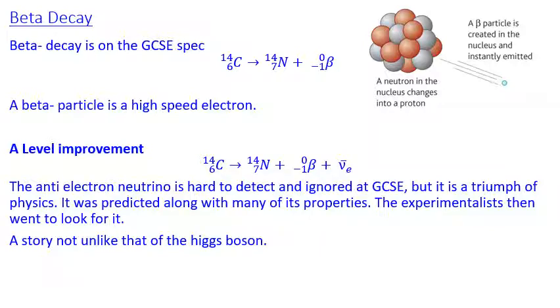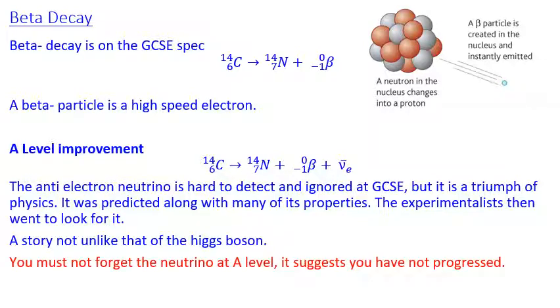The story of the neutrino is something that we'll discuss in class, but if you are interested, there are many interesting websites and podcasts that you can listen to about that discovery. Now, a quick health warning. The A-level examiners use this as a quick check as to whether you've actually progressed. So if you write a beta decay without a neutrino, they will certainly penalise that.